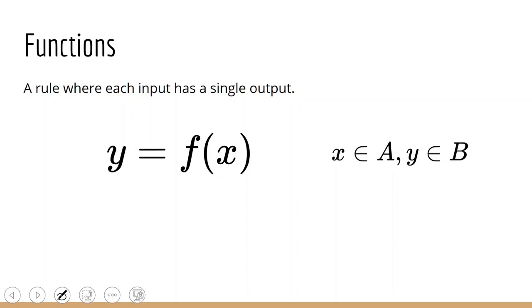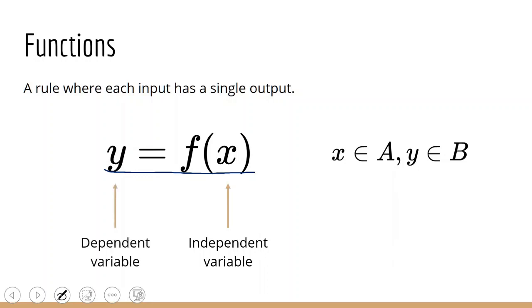We denote it like this: y is equal to f of x. F is our function, while x is our input or independent variable, and y is our output or our dependent variable. We can also say from what sets our input and outputs belong to.